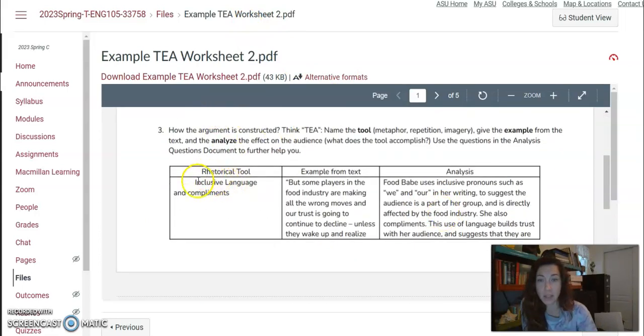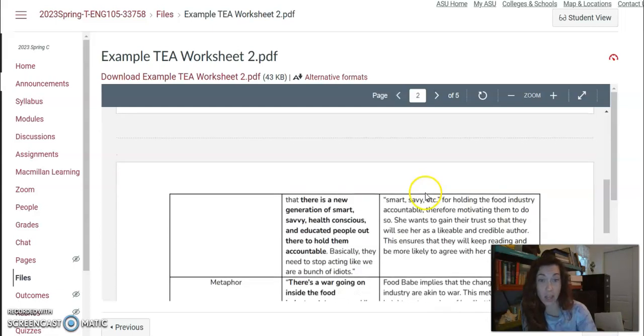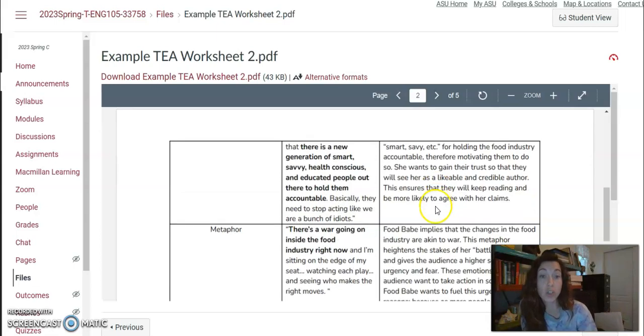This one, they do a really nice job of identifying rhetorical tools like inclusive language, "we" and "our," and what this does is make you feel like you're important, and she wants to gain their trust. And this person doesn't just say she wants to gain their trust. The student then goes on to say why that's important and how that contributes to the overall purpose of the author. They will keep reading. They're more likely to agree with her claims.